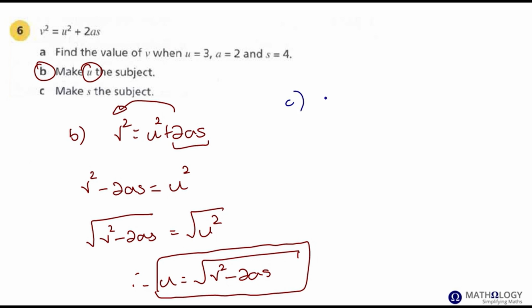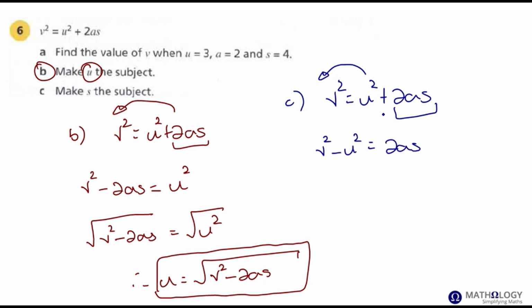If you want to make s the subject, we look at the term that contains s, which is 2as. So s is multiplied by 2a, but everything else is not bound to s. So we can move u squared across to the left-hand side. So v squared minus u squared equals 2as. I'm moving the u squared across to the left because 2as is already positive. You want to keep your answers positive. You don't want negatives. So we're just going to be moving u squared to the left.